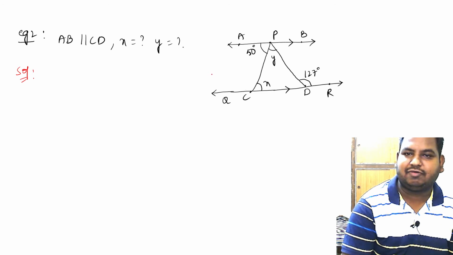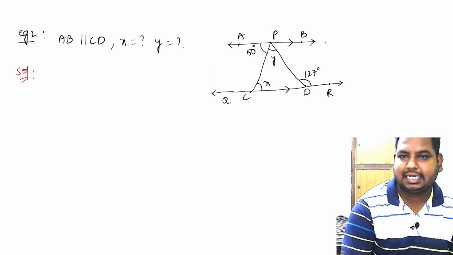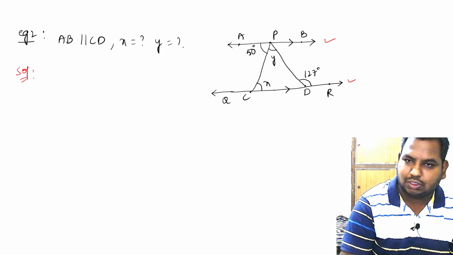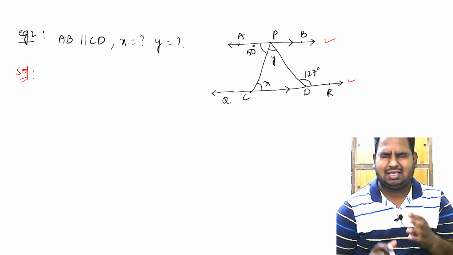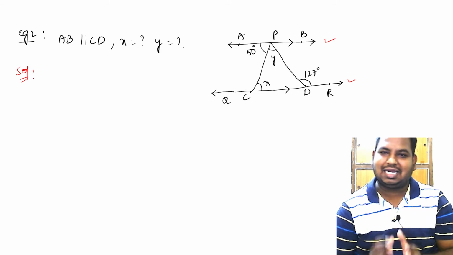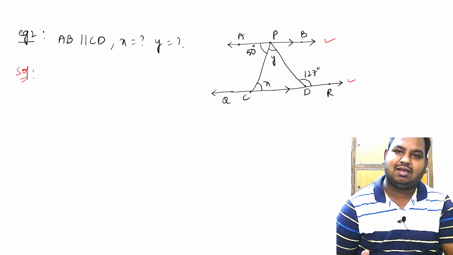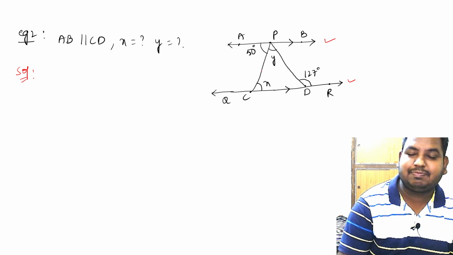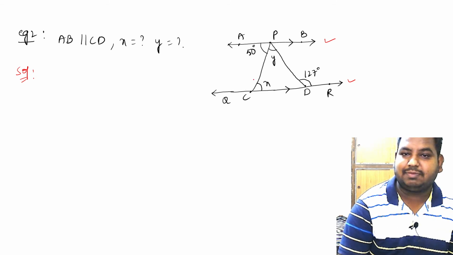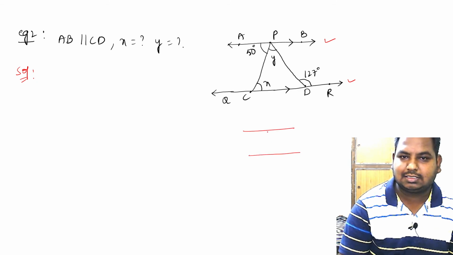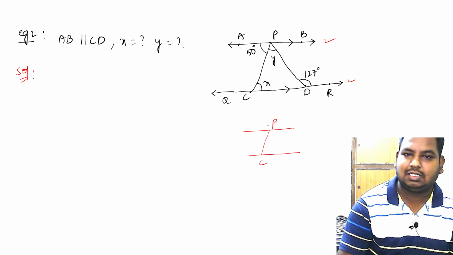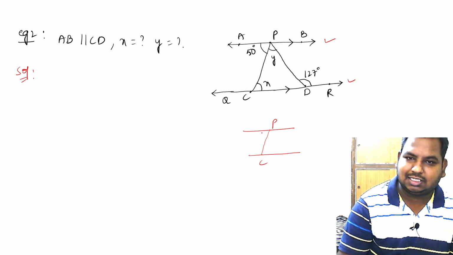Now, how to find the value of x? Here AB and CD are both parallel lines, and CP is the transversal. I'll draw the figure here. This is AB, this is CD, and CP is the transversal. Can I know what kind of angles these two angles are?